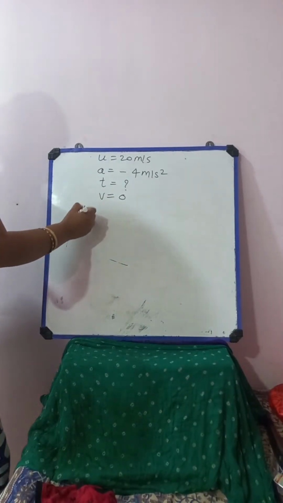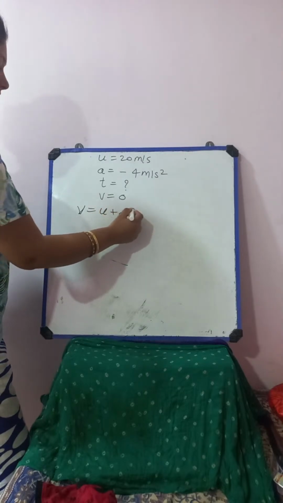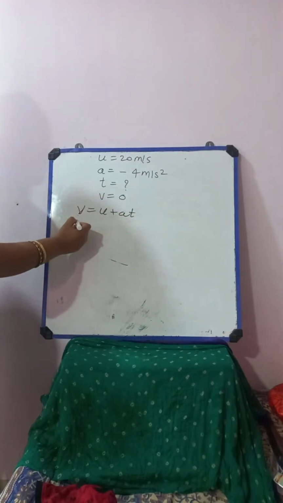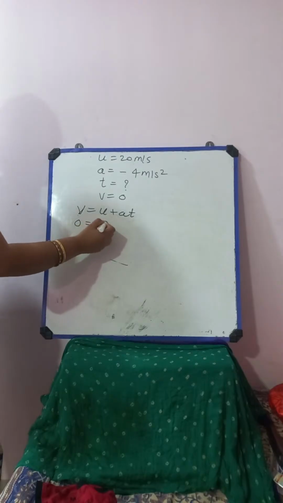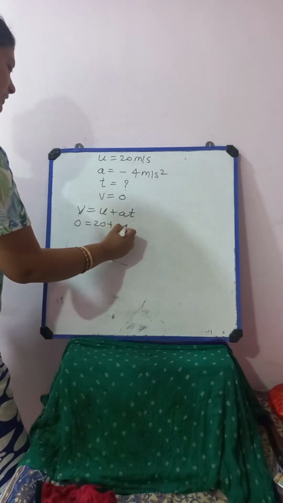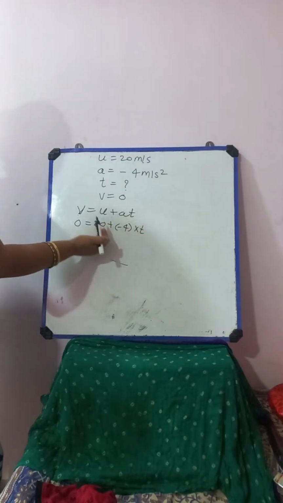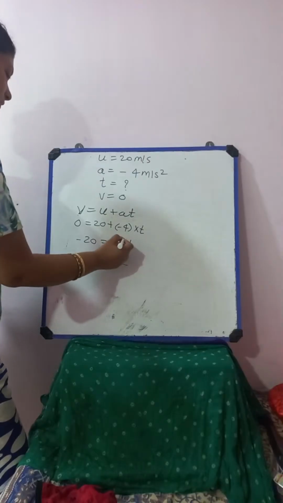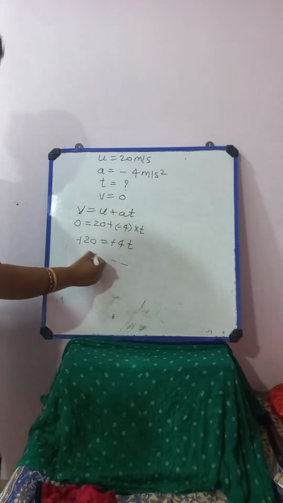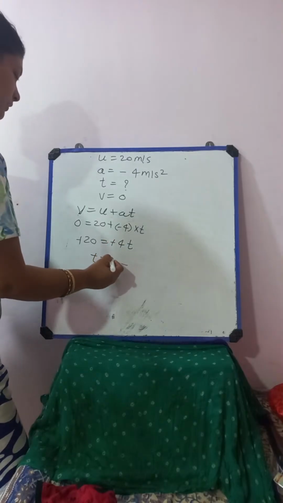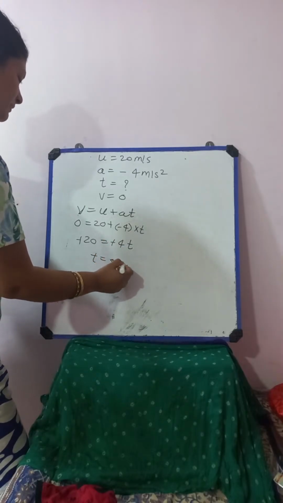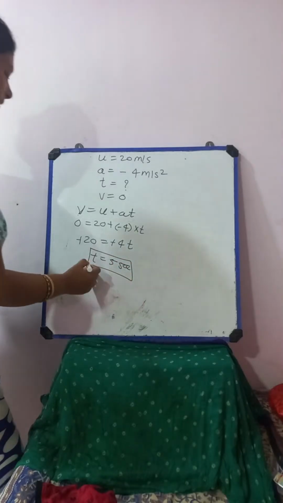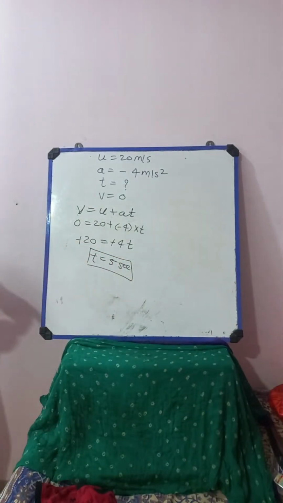So we can use the formula v is equal to u plus at. So v is nothing but here 0, u is nothing but 20, a is nothing but minus 4, into t. So 20 you can transpose, minus 20, and this is minus 4t. So minus and minus get cancelled, and t is nothing but how much? 4 5s are 20, 5 seconds. So it will come to rest in 5 seconds. So time is nothing but here 5 seconds. Are you getting this?